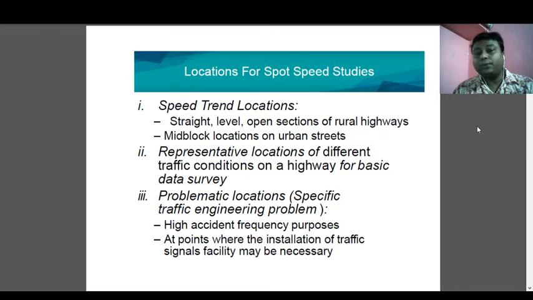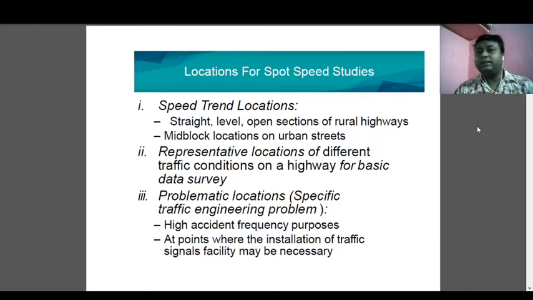Third is the problematic location, which needs specific traffic engineering, such as locations with high accident frequency, or points where the installation of a traffic signal facility may be necessary. Yes, spot speed data is collected for such locations. Suppose I want to install a signal system for a particular road network. At which point will we install the traffic signal? First we have to know the basic purpose of the traffic signal, meaning the basic warrants for installing it.